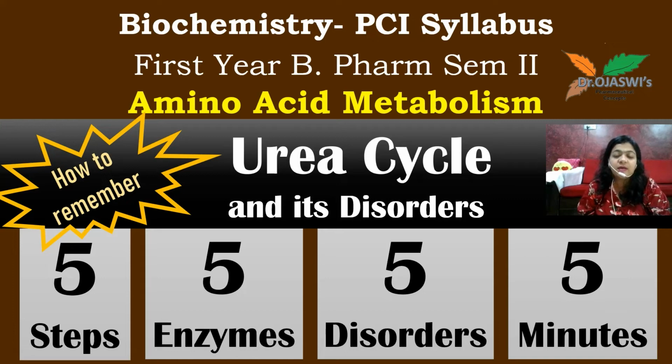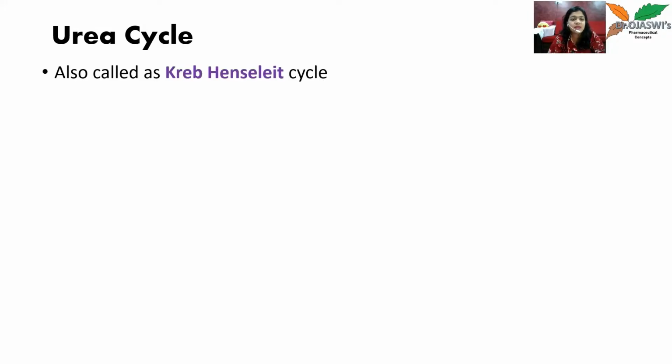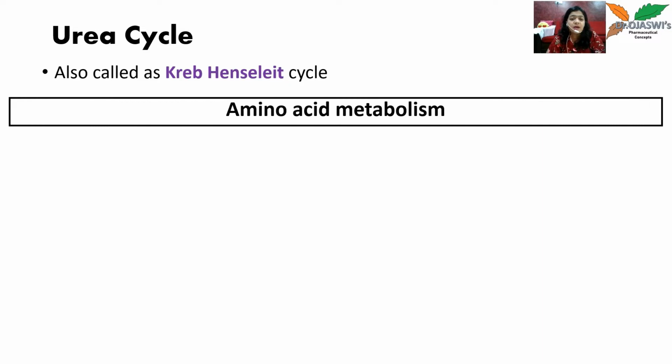Let's quickly learn today the next part of amino acid metabolism, that is the urea cycle. The urea cycle is also named the Krebs-Henseleit cycle, of course from the names of the scientists. This urea cycle we are learning under the chapter amino acid metabolism, where we had earlier seen the various amino acids.